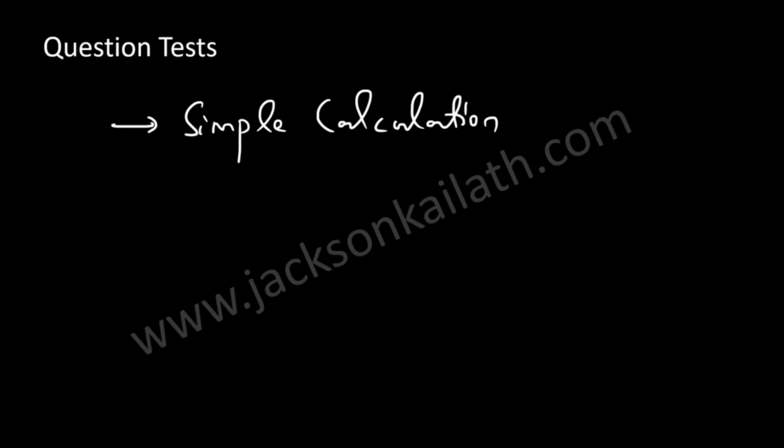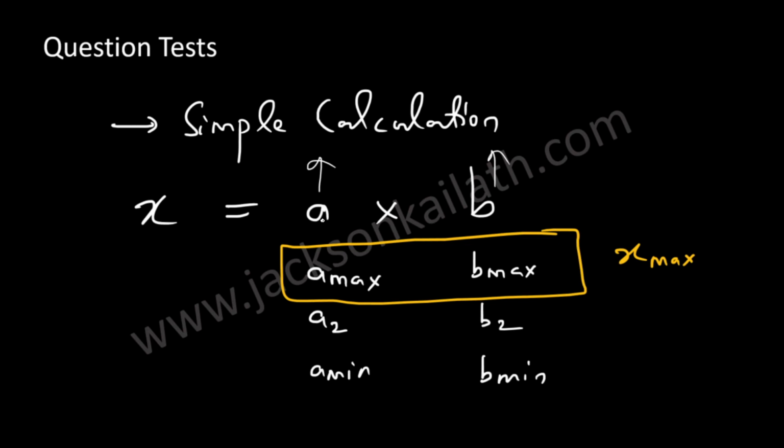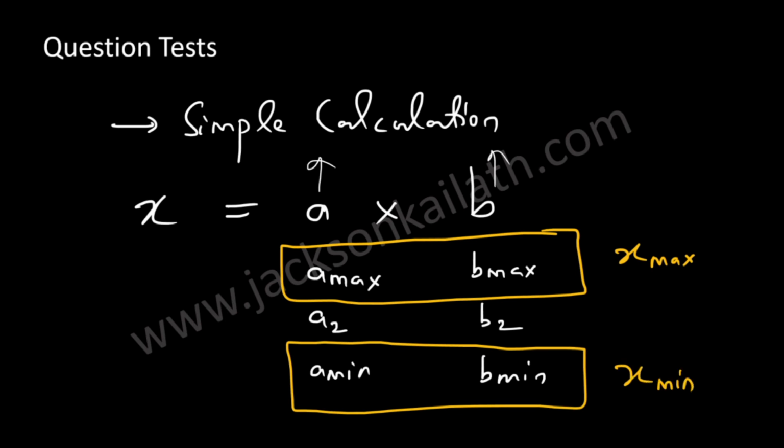Now let's look at what the question tests. Over here you should be able to do a simple calculation, the product of two numbers, quickly under exam circumstances. Secondly, to solve this question faster, let's say x is equal to a into b. If in one case you have a max and b max, and in one case you have a min and b min, then maximizing both gives x max, and minimum of both gives x min.